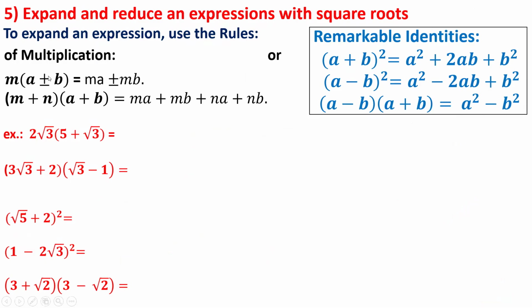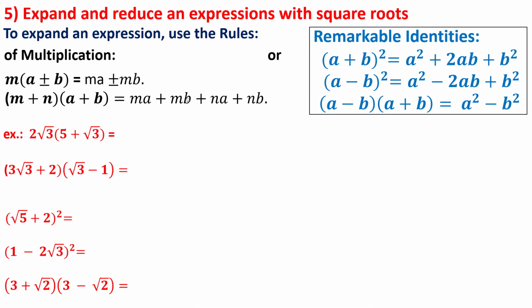Multiplication rules, I have two. M times A plus or minus B, if I have a binomial multiplied by something outside it, then this M is multiplied by A, it gives MA, M multiplied by B gives plus or minus MB. This is the first multiplication rule, which I call one for all. If I have two binomials multiplied together, this is all for all. I multiply all I have in the first binomial by all I have in the second binomial. So M times A is MA, plus or minus M times B is MB, plus N times A is NA, and N times B is NB.